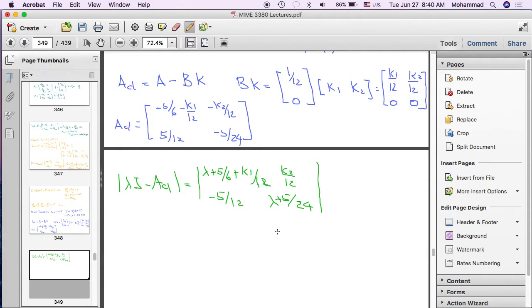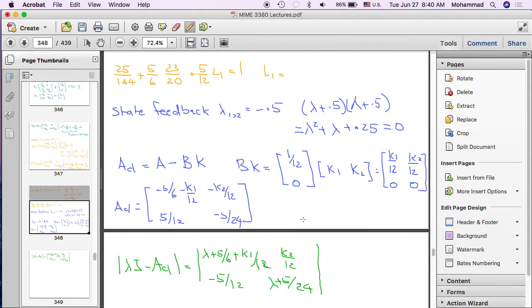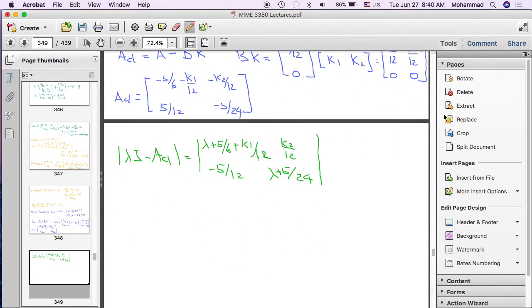So I'll let you finish this. Again, we have the characteristic equation that is desired as equation 1. You will find another equation from here. You call it equation 2. And by comparing the coefficients of equation 1 and 2, you'll find K1 and K2. So you will find the two controller gains that would put the eigenvalues at negative 0.5, which results in a closed loop system that is now twice as fast as the open loop system.